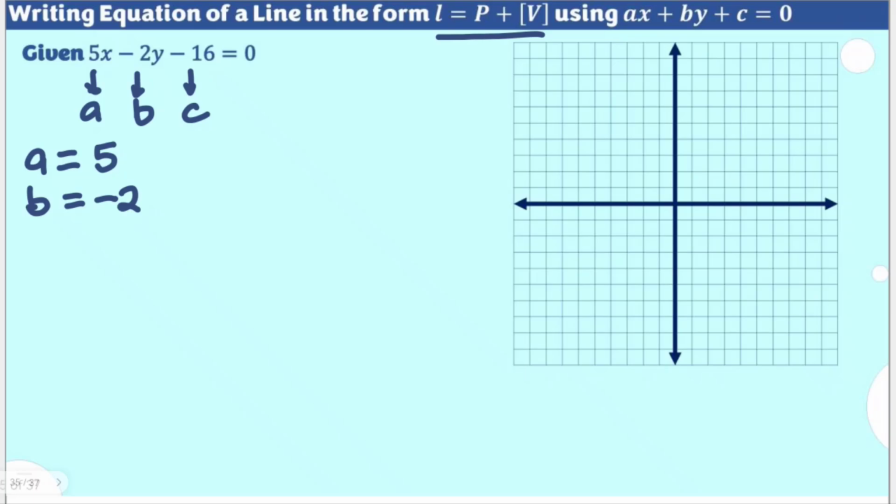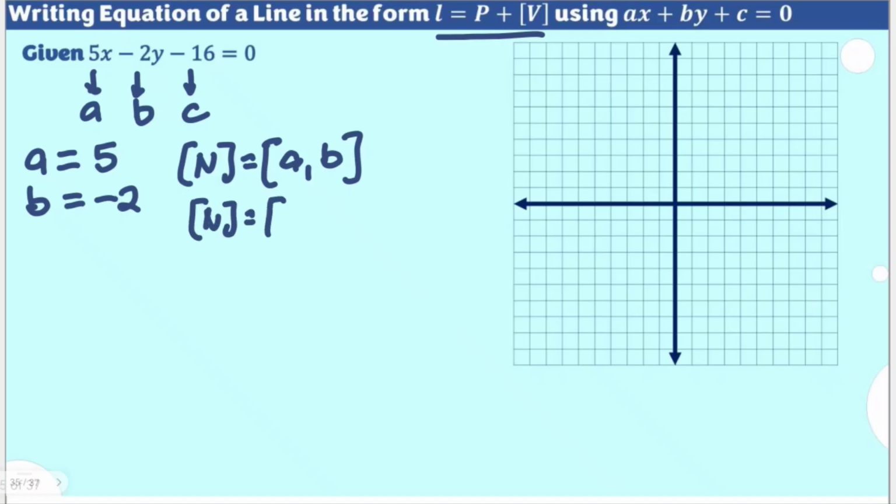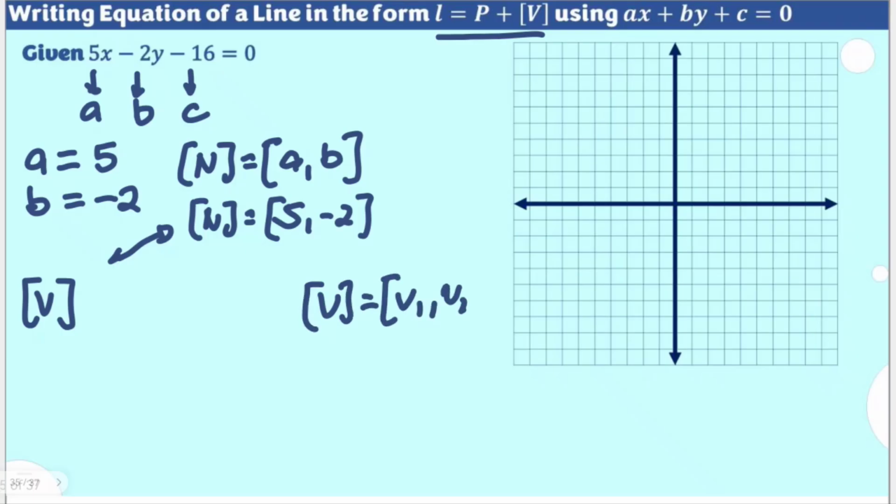In short, these are our a and b coefficients. And by the way, these are actually the components of your normal vector. Not the vector v, but the normal vector itself. So our normal vector is just 5 and negative 2. But since we are asked about L plus the direction vector v, we need to identify the direction vector v. This direction vector v and the normal vector have a certain relationship. If the direction vector v has components v sub 1 and v sub 2, our normal vector is negative v sub 2 and then v sub 1.